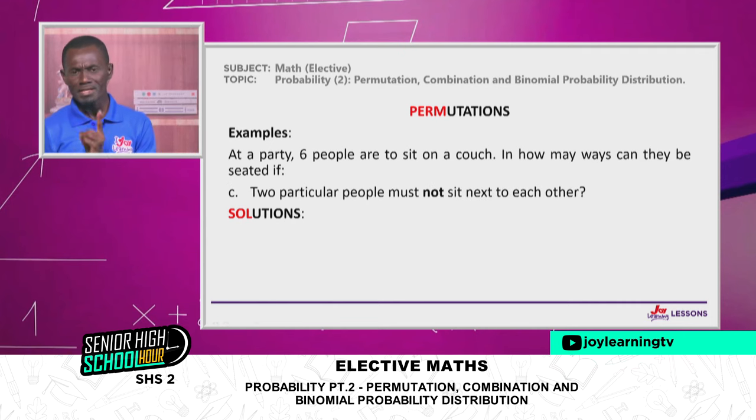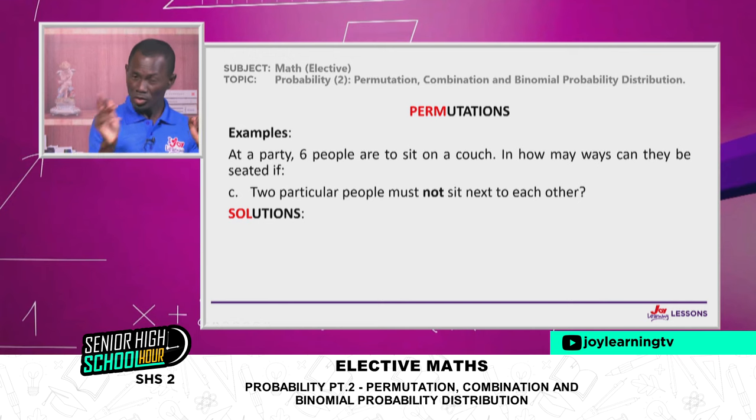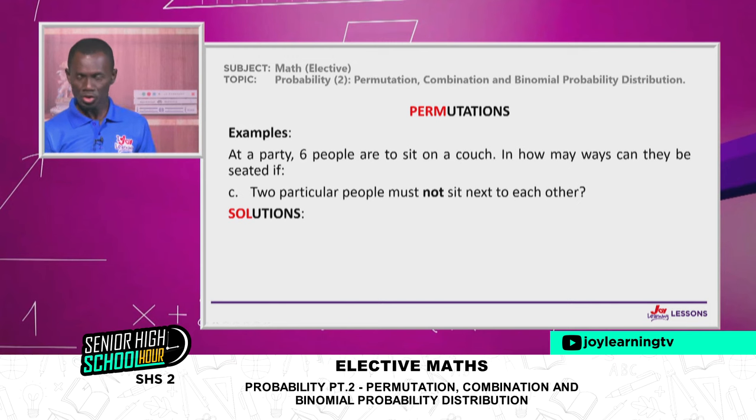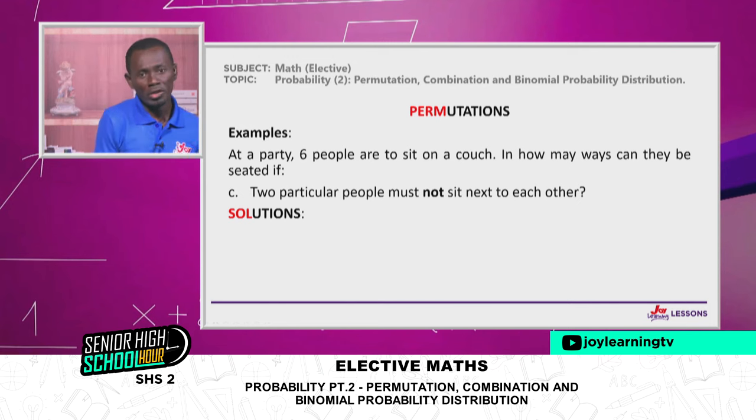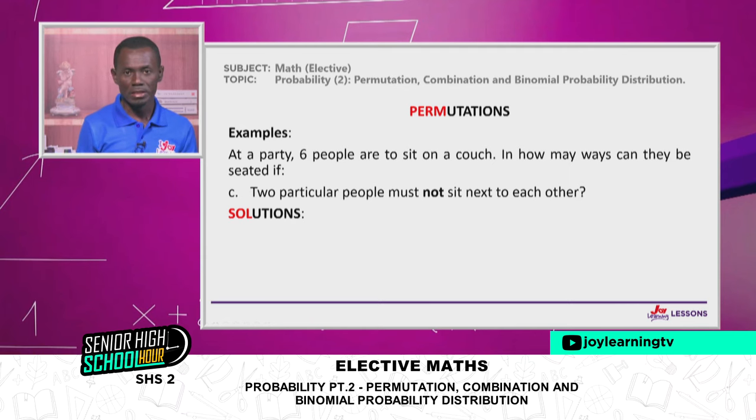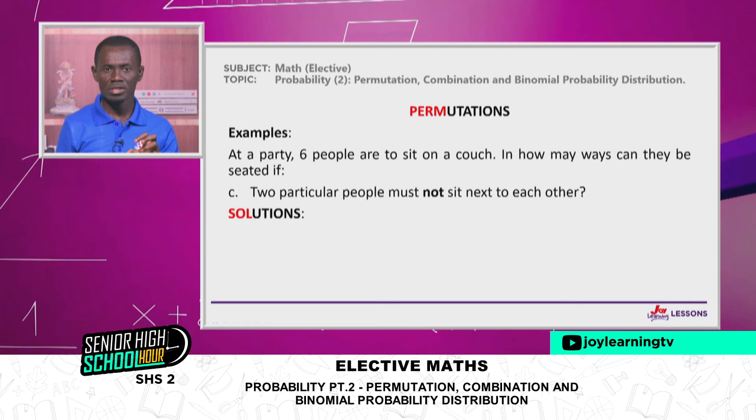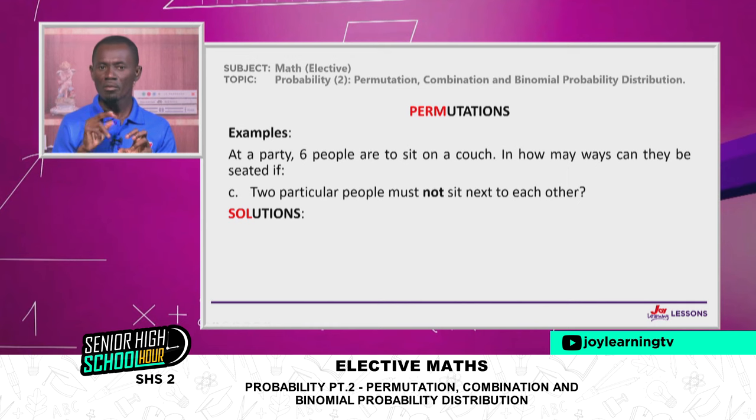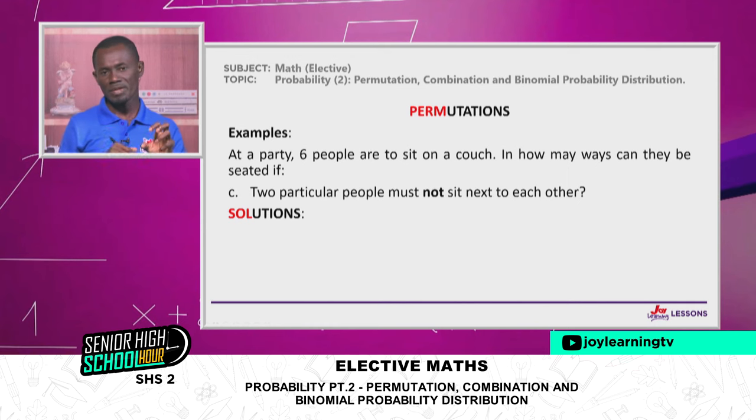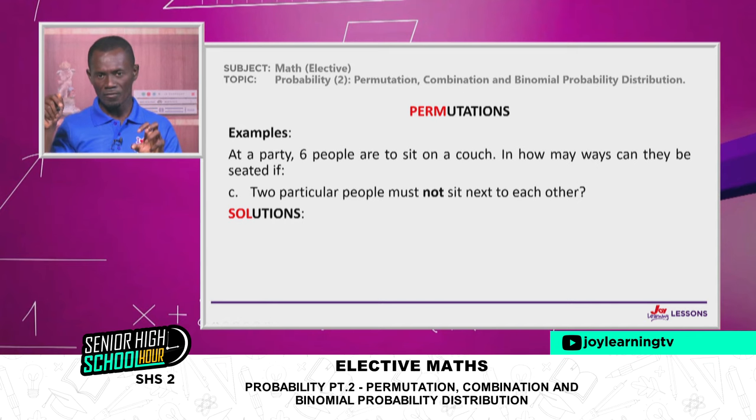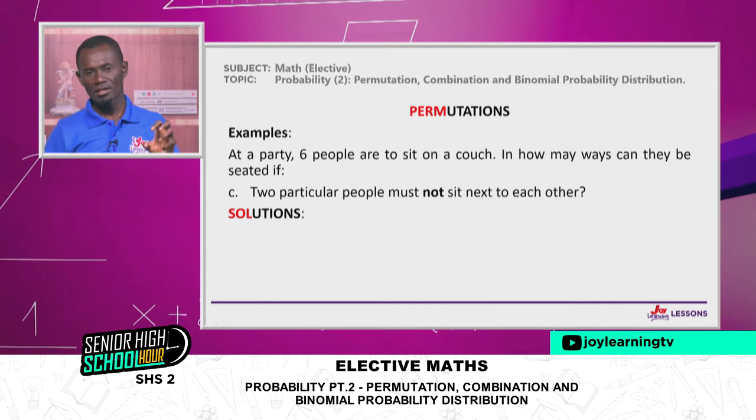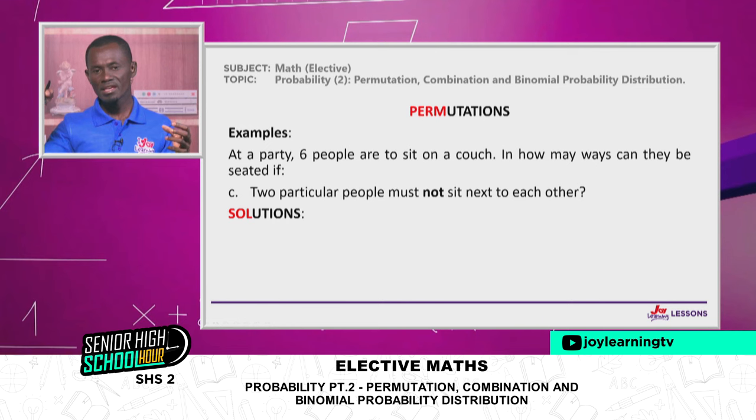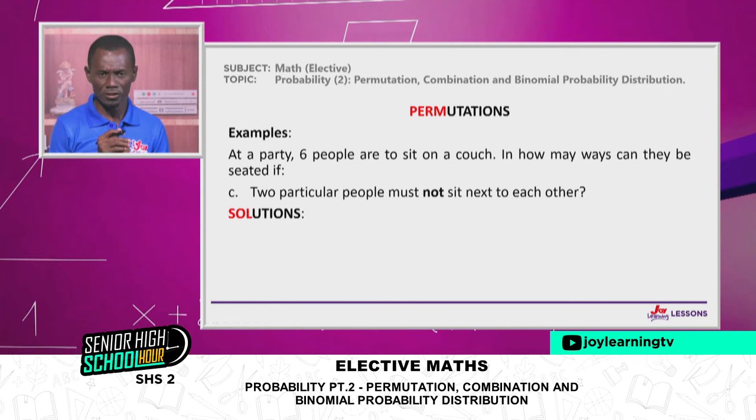2 particular people must not sit next to each other. In other words, in any arrangement you make, 2 particular people, for whatever reason, should not be next to each other. Well, there is a longish way of doing it. The longish way is to say, okay, I hold one person, and if that person and person B must not sit together, every time I arrange, I'll make sure that they are not together. So person A, then maybe person C, D, E, F, then person, say, B. Or person B, then person A is somewhere else, but they should never be together. That's rather longish. There's a simple way.